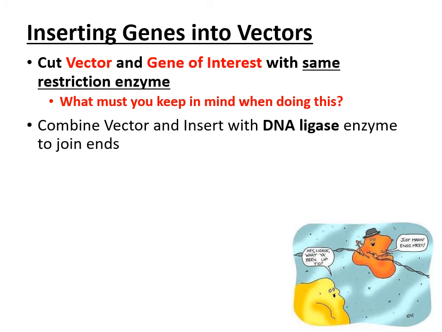Now, once you have cut the vector and the gene of interest, the next thing you have to do is use DNA ligase to join the ends. So make sure you remember, if you're going to do genetic engineering, you cut the plasmid and you cut the gene of interest with the same enzyme. You only cut that plasmid once, and then you use DNA ligase, which is like glue, to stick together the gene of interest and the vector. So now you should have a nice full plasmid with an extra gene in it.